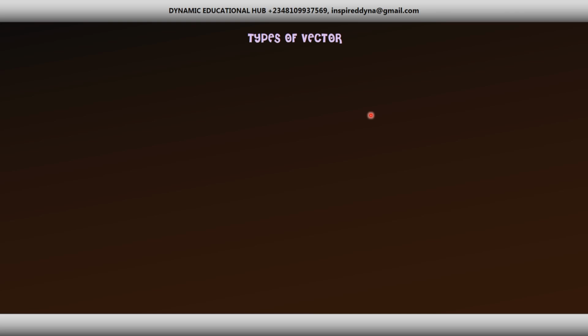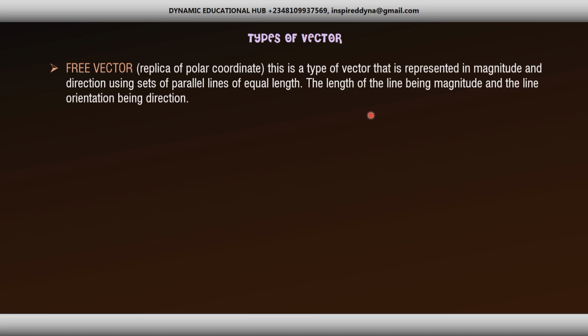In types of vectors, various forms of representation of vector. The first one being free vector. Now free vector is a replica of polar coordinate system. It's similar to polar coordinate system. So if you haven't watched the first video in coordinate geometry, in that video I extensively explain all the coordinate system, polar, spherical, and Cartesian coordinate system. So you can link these two together if you don't want to forget.